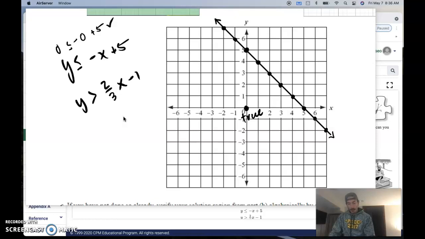Now before I shade this time, I'm actually going to get rid of that, and you'll see why in a second. Let me try to shade a little bit more cleanly on this one.